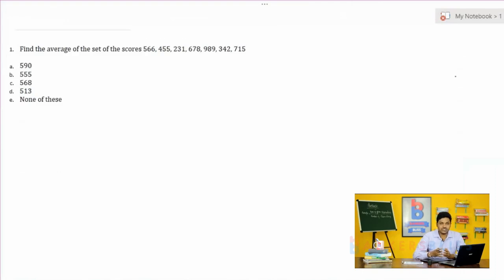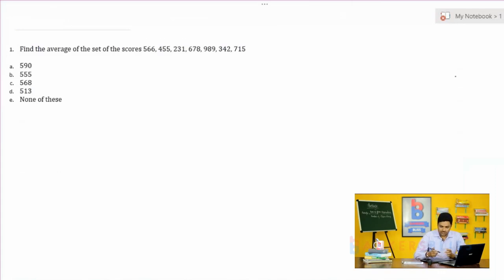For example, 566, how much do we have to share to the other values? It is very difficult to estimate. 678, how much value do we have to share to the other values? It is very difficult to estimate. 231, how much value should the 231 get so that it becomes a bigger value? It is very difficult to estimate.